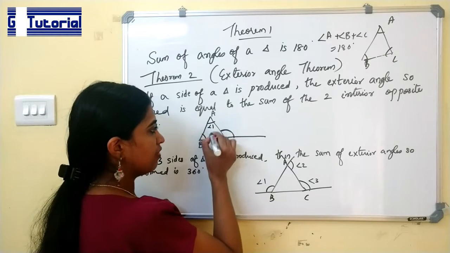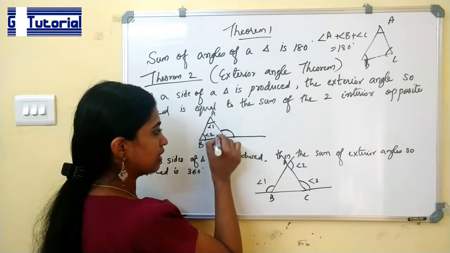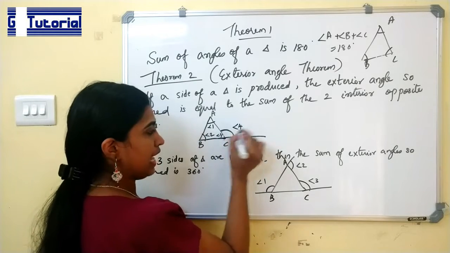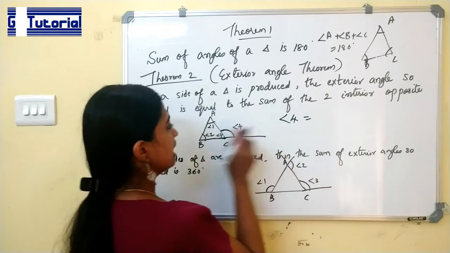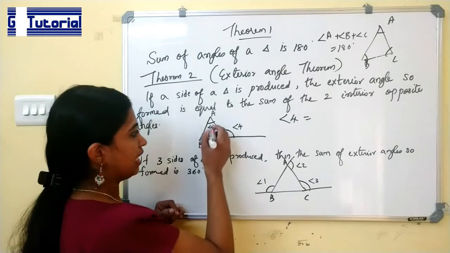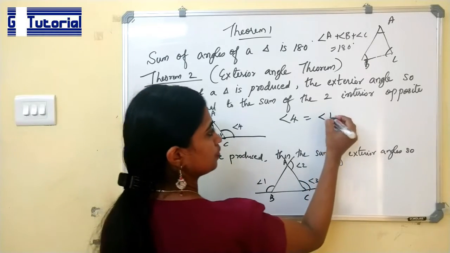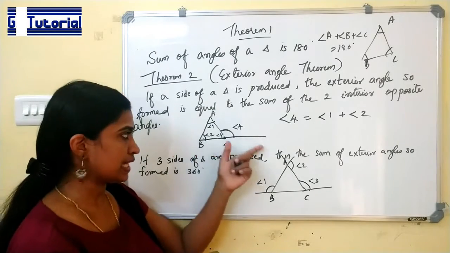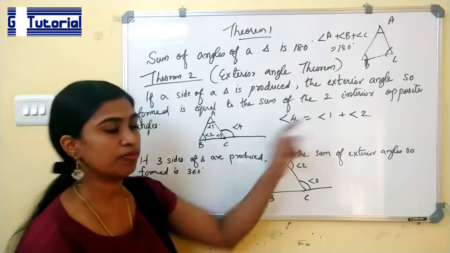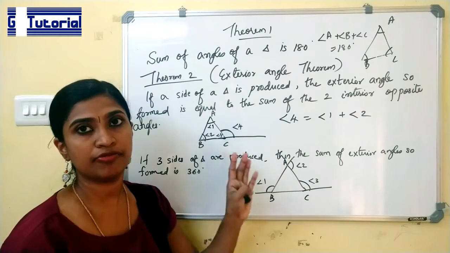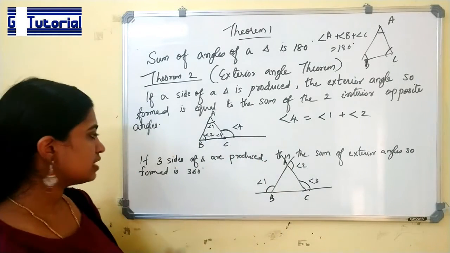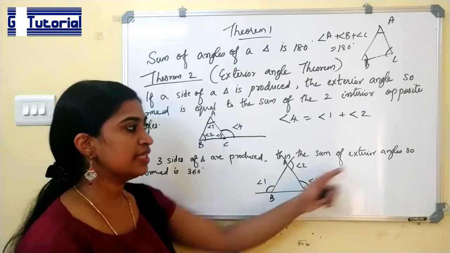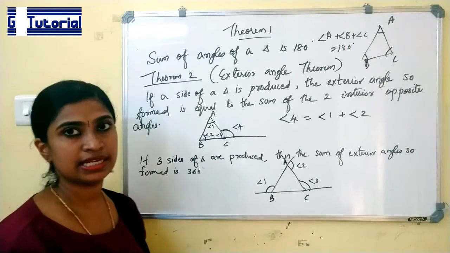So, let this be angle 1, this be angle 2, this is angle 3, this is angle 4. Then, angle 4 is equal to the sum of interior opposite, angle 1 plus angle 2. Exterior angle formed by producing any of the side is equal to the sum of interior opposite angles. This is one of the important theorem from triangles. Next is, if the three sides are produced, then the sum of exterior angles so formed is 360 degree.